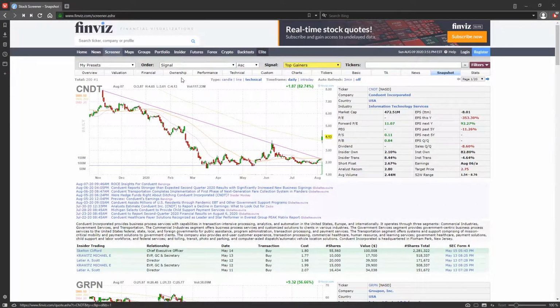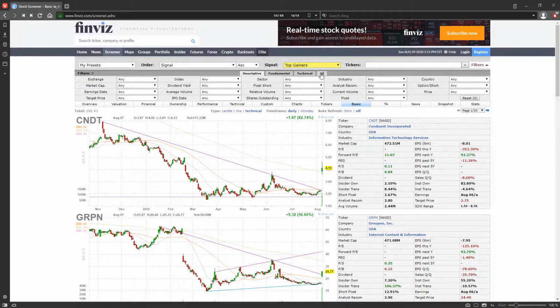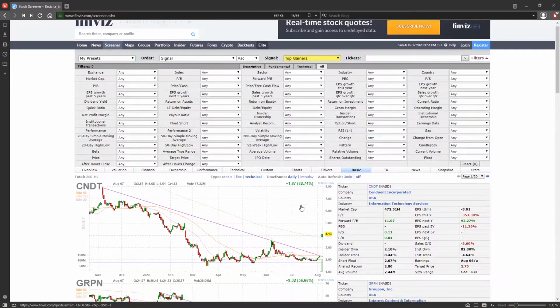I don't like this view. I just go strictly to basic. Basic gives you a little bit on the company, and then it gives you a better looking chart, or cleaner look per se. So when I do that, I go to filters again, and then I go to all, and this is how I filter the top gainers.